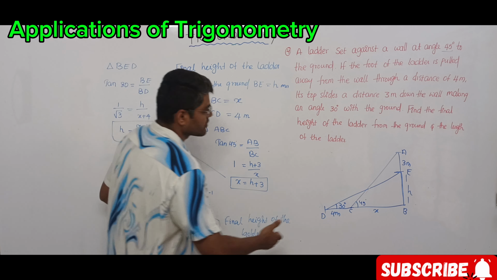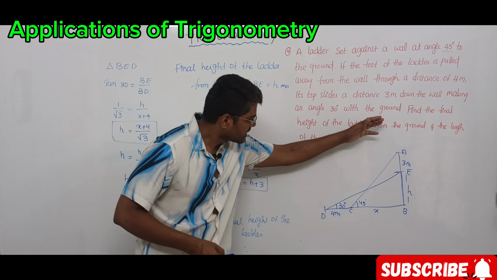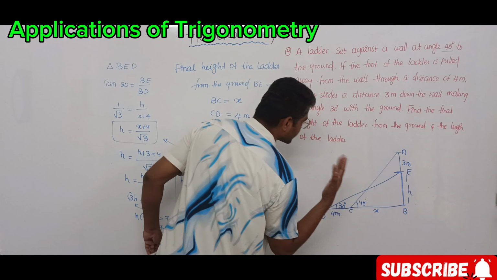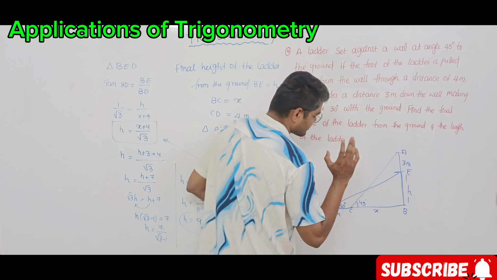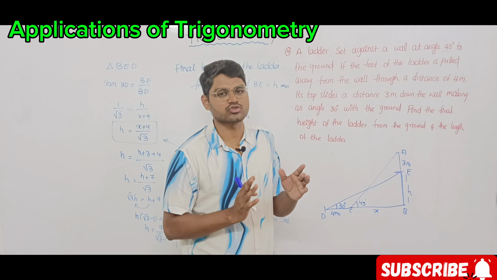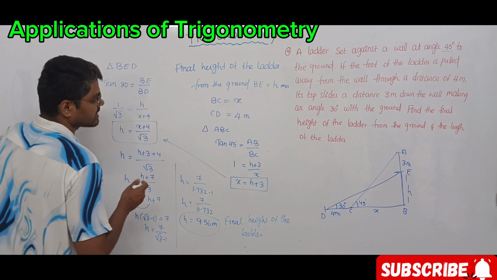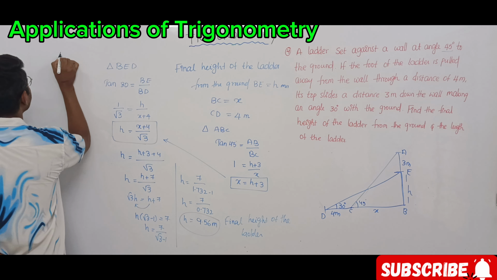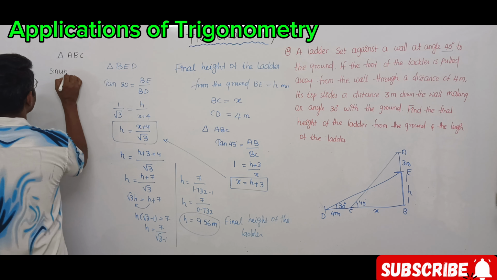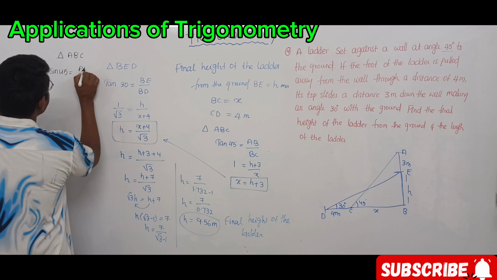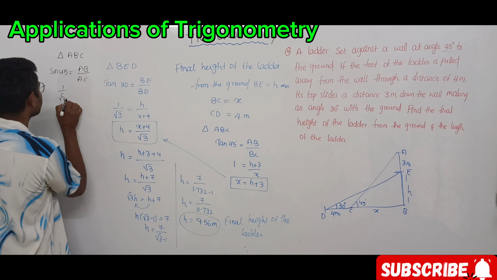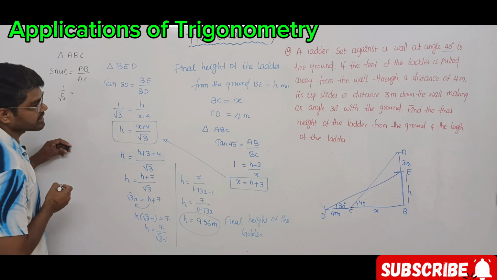Now the question is, we have to find this one, that is the length of the ladder. So the length of the ladder is AC. If I take this triangle ABC, in this triangle this is the hypotenuse and this is the opposite. Which ratio can I take? Sine. So I am taking sine in triangle ABC. Sine 45 equal to AB by AC. Sine 45 is 1 by root 2 equal to AB, which is h plus 3.